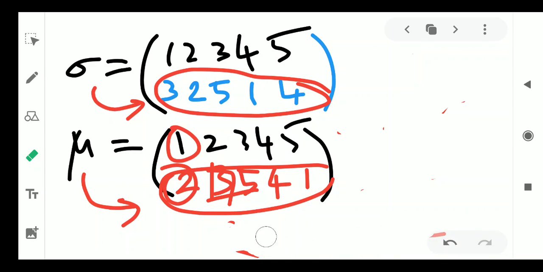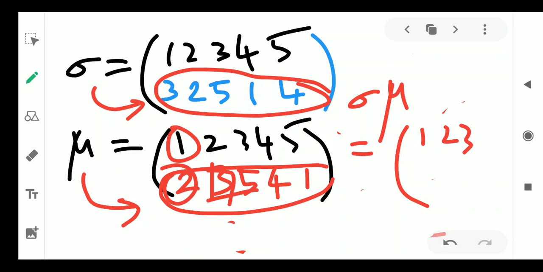Okay. Sigma mu will be image of 1. So everywhere on the top it will be 1, 2, 3, 4, 5. Now what is down? So first of all we have to take the mu image of mu's.